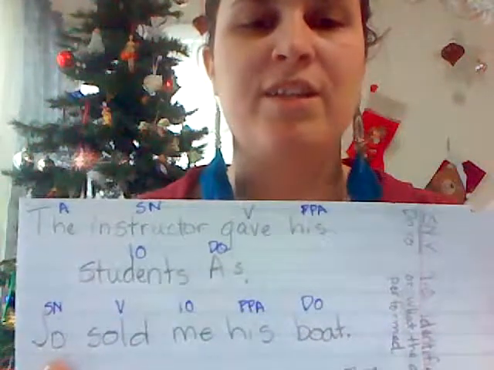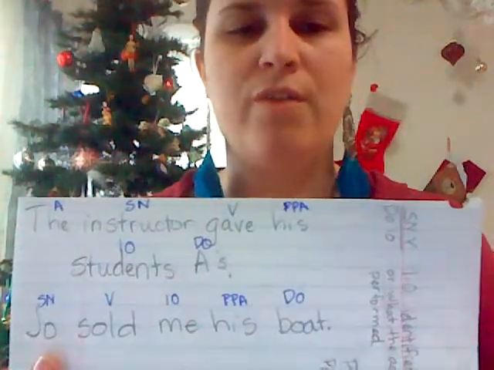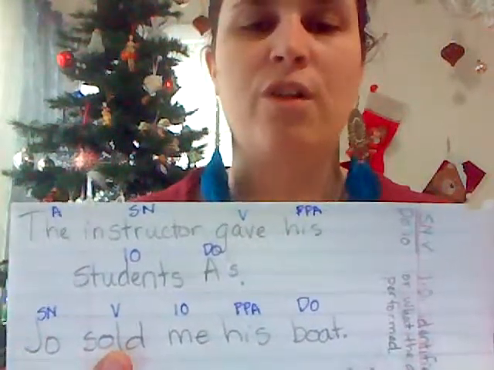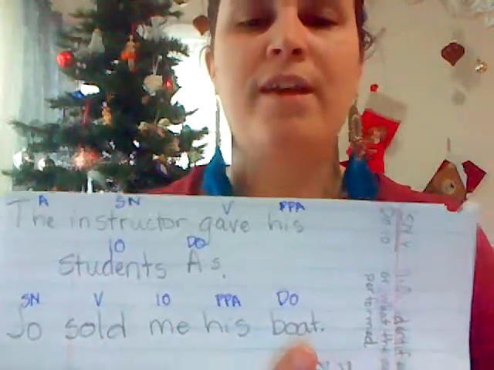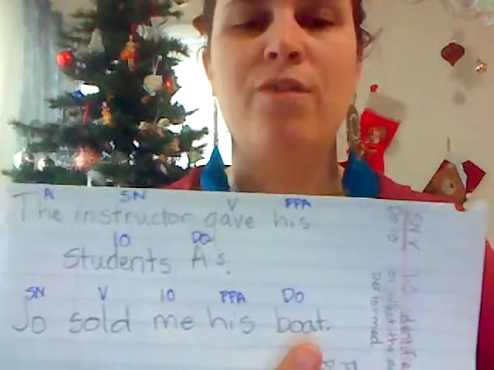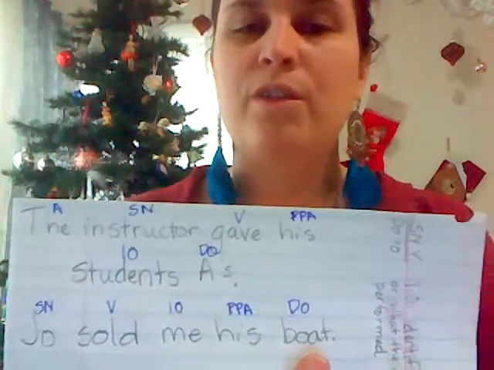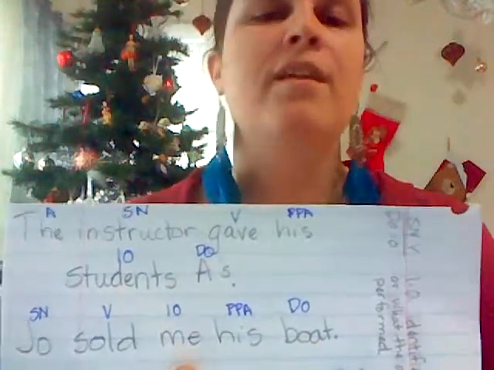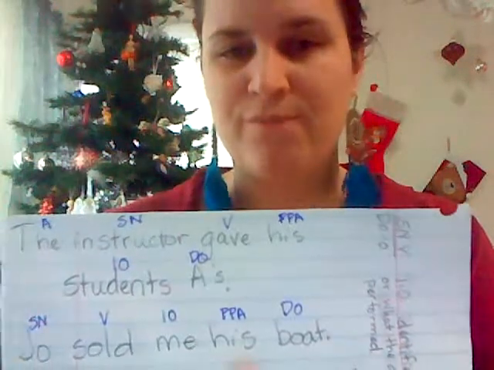Okay, next sentence. Joe sold me his boat. Who sold? Joe. Subject noun. What is being said about Joe? Joe sold. Verb. Sold what? Boat. Verify the noun. Does boat mean the same thing as Joe? No. Boat, direct object. Sold boat to whom? Me. Indirect object. Whose boat? His boat. Possessive pronoun adjective.